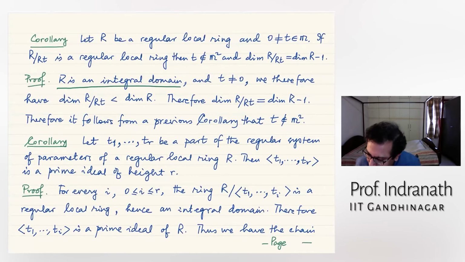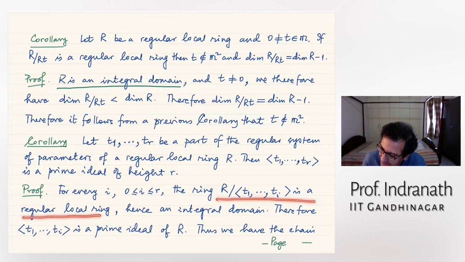Okay, so look at the next corollary: if you have a part of the regular system of parameters T1, T2, ..., Tr of a regular local ring R, then (T1, T2, ..., Tr) is a prime ideal of height r. So that's what we want to prove basically. You take the first r elements of a regular system of parameters, and then this is a prime ideal of height r. So for every i between 0 and r, this is a regular local ring, and it's an integral domain. Is that clear to you?